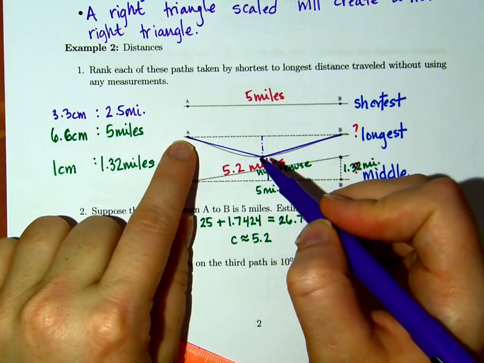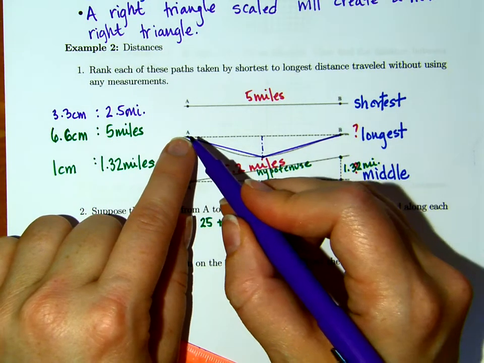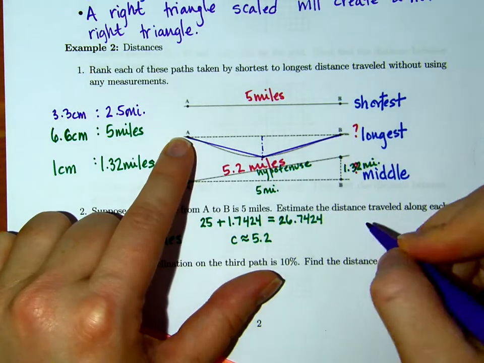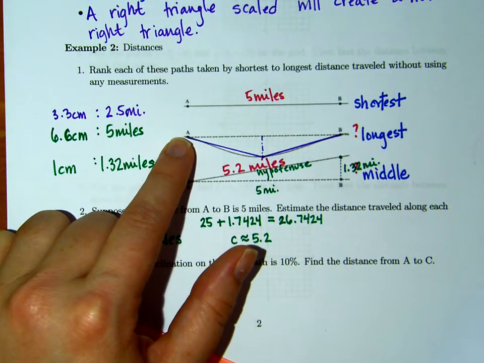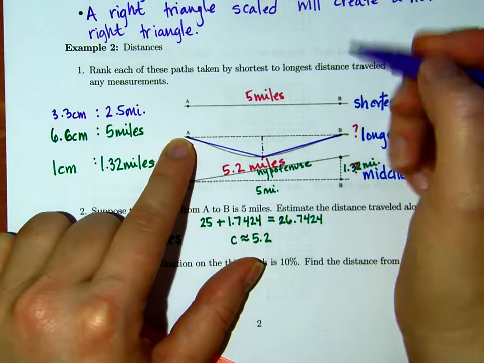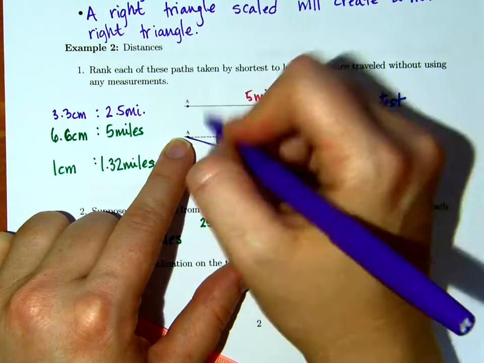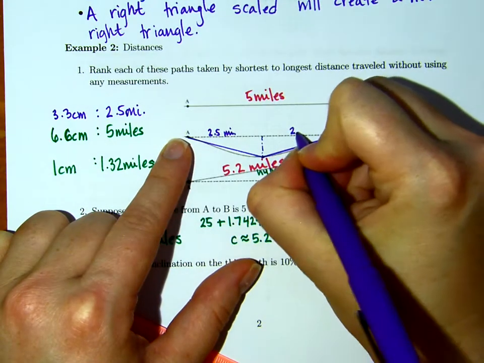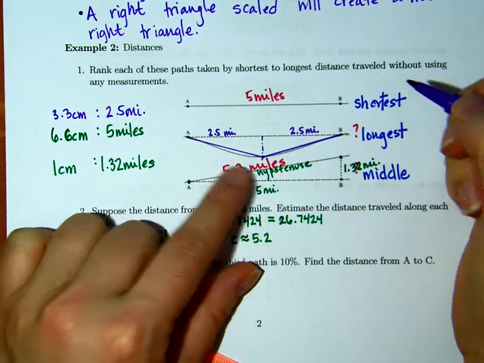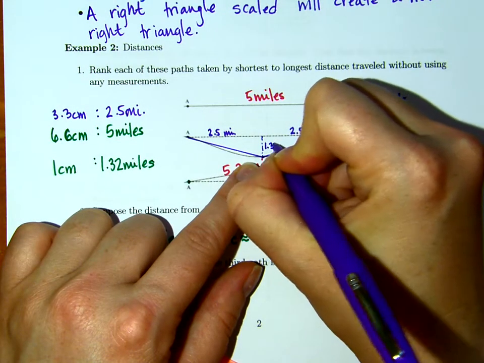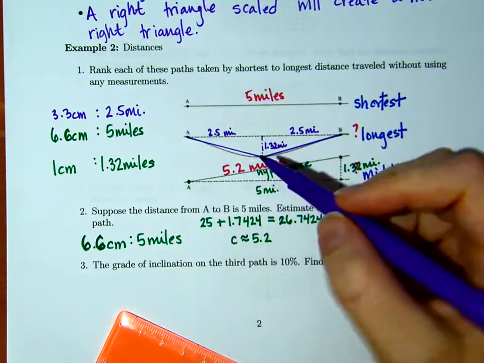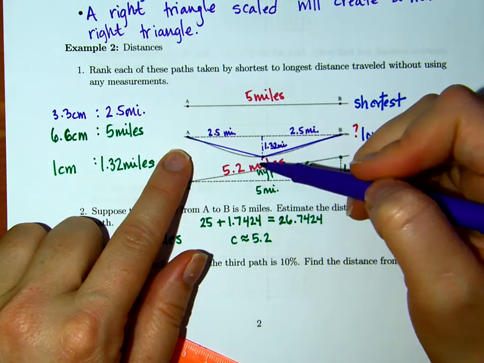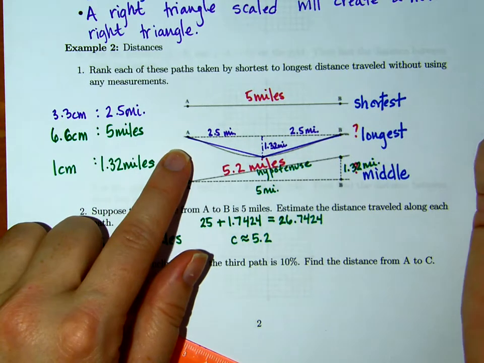So let's go with this first one. And we know that the base of this is 3.3 centimeters, so that's 2.5. Oh, wait a minute. So I'll go 2.5 miles here, 2.5 miles here, and this is 1.32 miles. So that I can use a squared plus b squared equals c squared. And I'm going to do it twice. Oh, and then there's two of them.